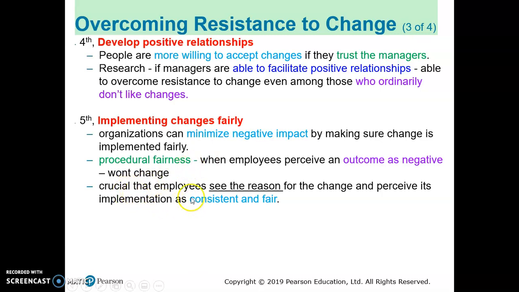It is crucial that employees see the reason for the change and perceive its implementation as consistent and fair. So if employees see that the implementation of the change is being done fairly, on due process, employees will be more likely to accept the change.